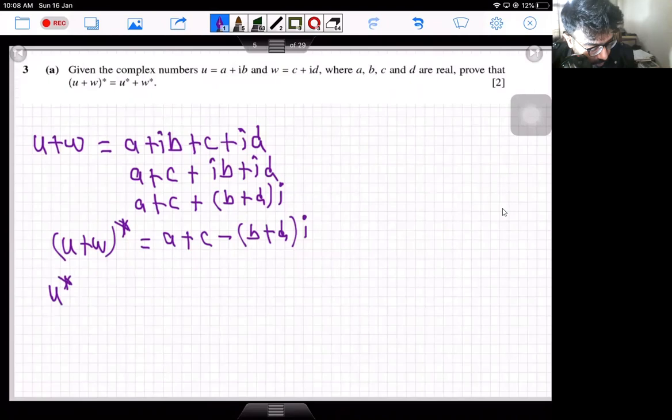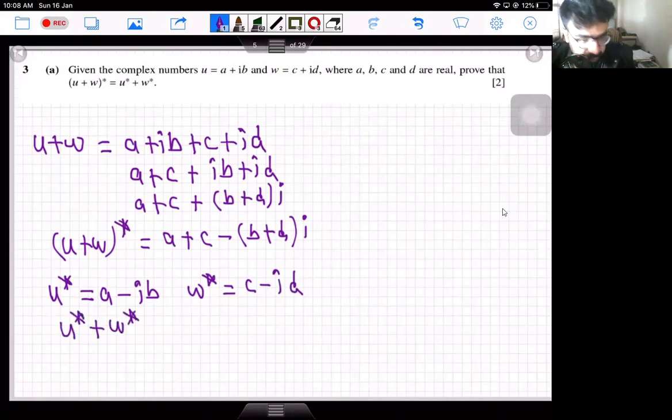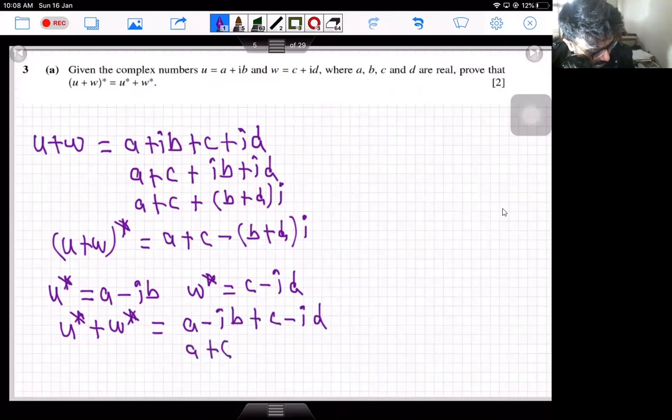So since u is equal to a plus ib, the conjugate of u is a minus ib. And since w is equal to c plus id, the conjugate of w is equal to c minus id. Okay, so u conjugate plus w conjugate is a minus ib plus c minus id. So a plus c minus ib minus id.